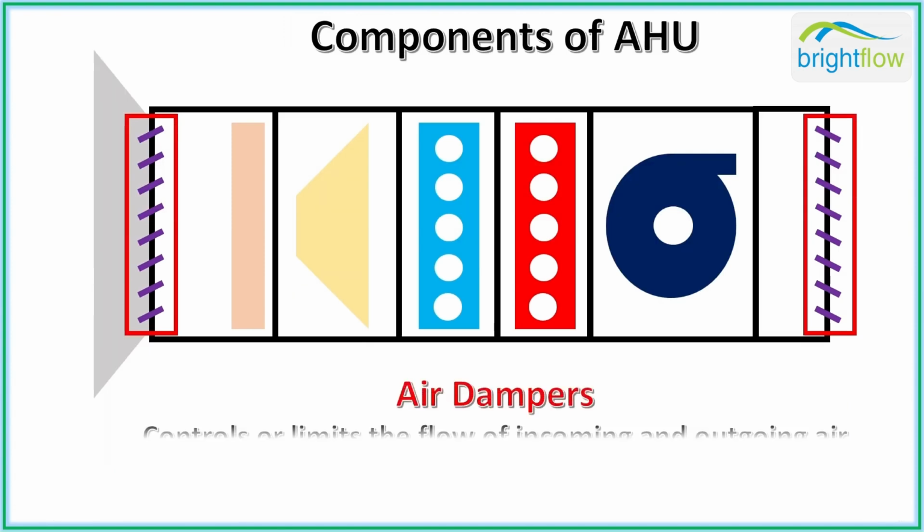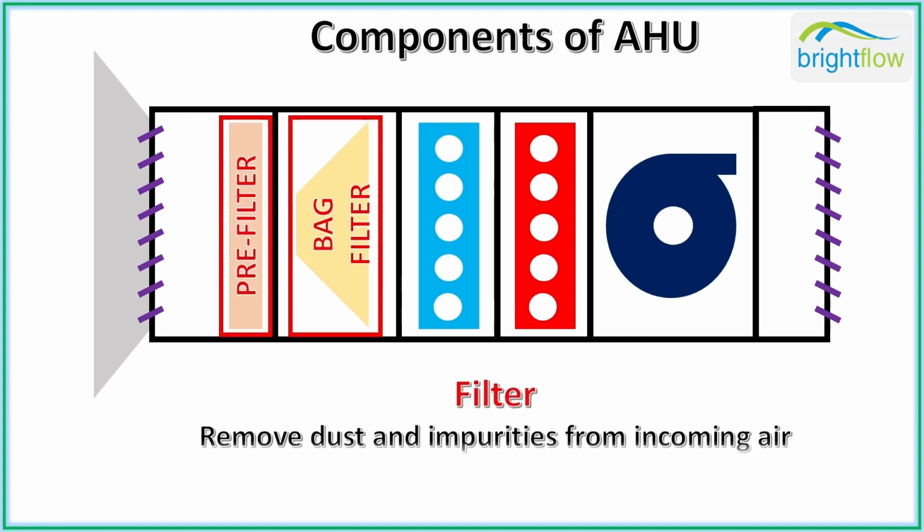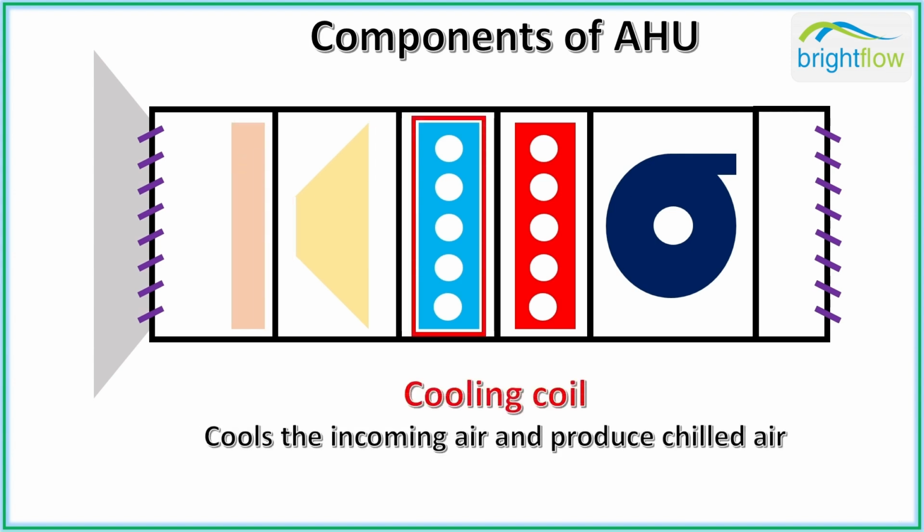Once the air enters the AHU, it is filtered to remove dust particles and impurities by two stages of filters. Now the filtered air enters an important component of an AHU, the cooling coil. A cooling coil converts the filtered atmospheric air into clean chilled air, which cools the environment, or the air passes through a heating coil that converts the filtered atmospheric air into clean hot air, which heats the environment.